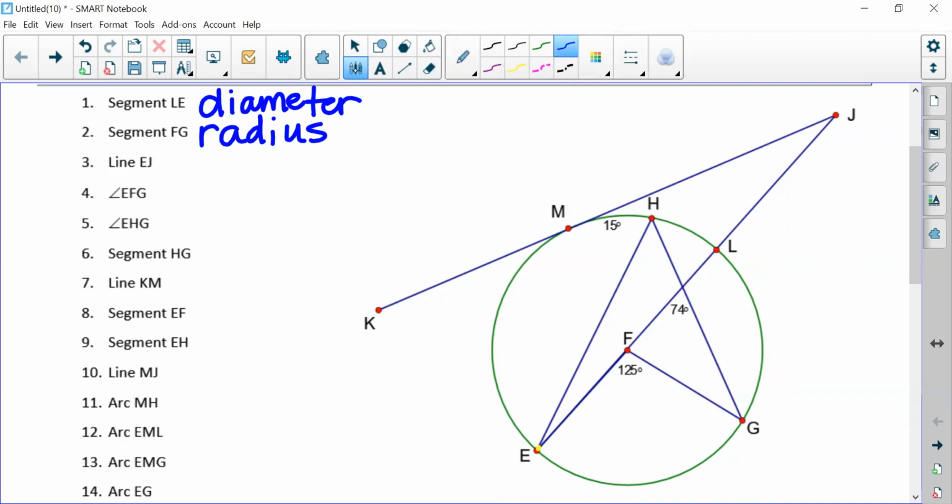Line EJ starts at point E, goes through point F, goes through point L, and goes outside the circle, okay? By definition, when we're talking about our parts of a circle, we have 2 lines, okay? One is the secant and one is the tangent. Look, this line intersects your circle at point E and point L, which tells us that line EJ is a secant.